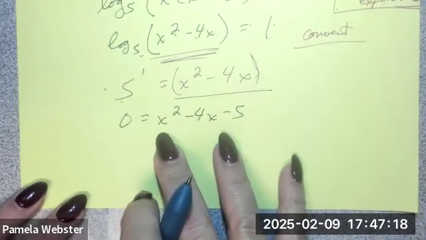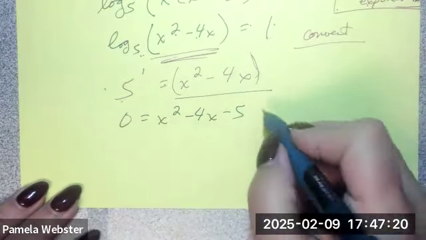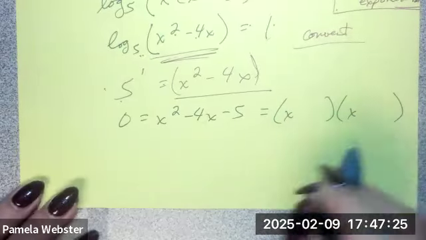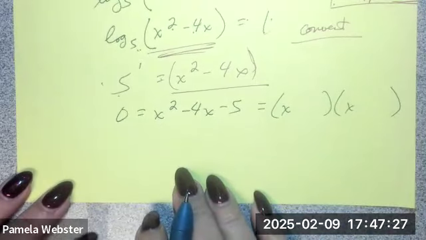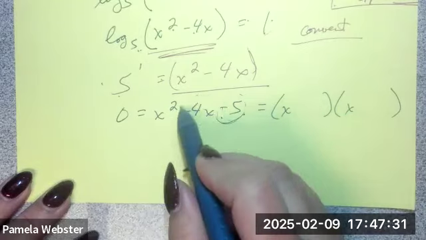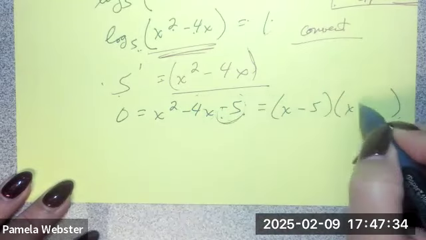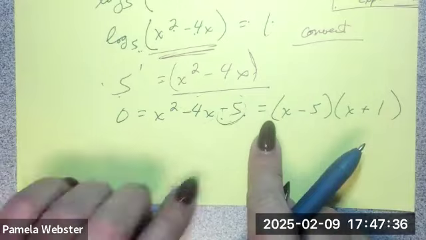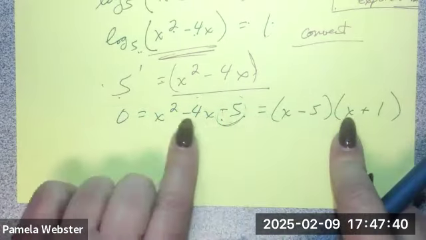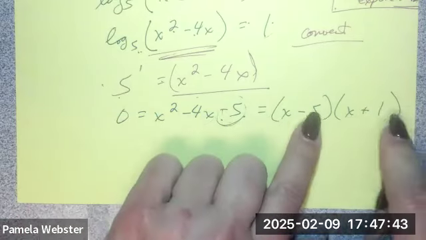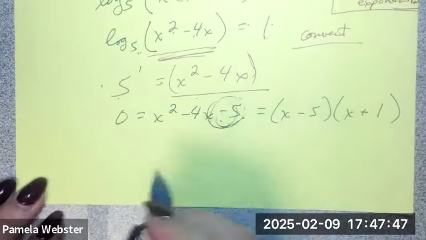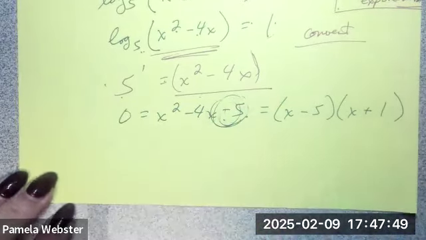I really hope you can factor by now. If you can't, you're just going to struggle in this class, and I don't want you to struggle, so that's what I'm worried about. Factors of 5, one's a positive, one's a negative, and they add up to negative 4. I think we're going to have x squared plus an x minus 5x gives me negative 4x. That's good. And then negative 5 times 1 is a negative 5. Okay, so factor that guy out.